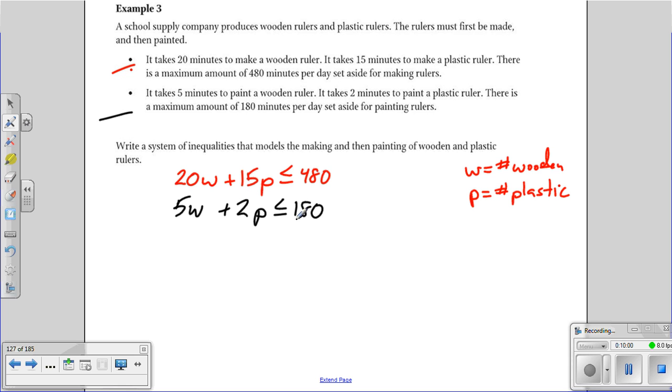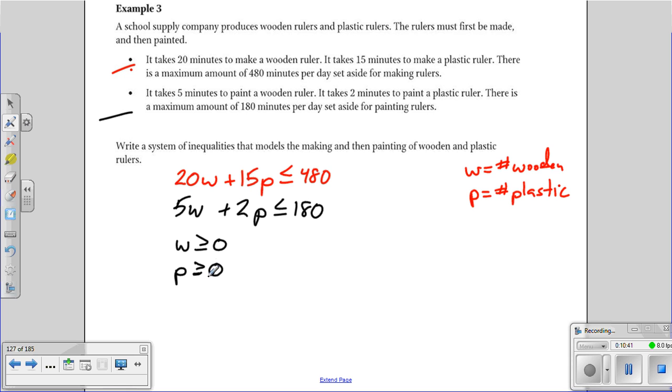Okay. Now, here's the other thing. We talk about domain and range and things like that. Is it possible to make negative rulers? Well, I guess if you start breaking them or something, who knows? But the number of wooden rulers has to be bigger than or equal to 0 because you're making rulers in positive numbers, okay? Same with plastic rulers. It has to be bigger than or equal to 0. The reason you have to define this is because when you go through the math, if you use your calculator or a graph, they don't know the context of the problem. So you have to define the context of the problem, saying, no, if we make rulers, we use positive numbers. We don't make negative rulers.